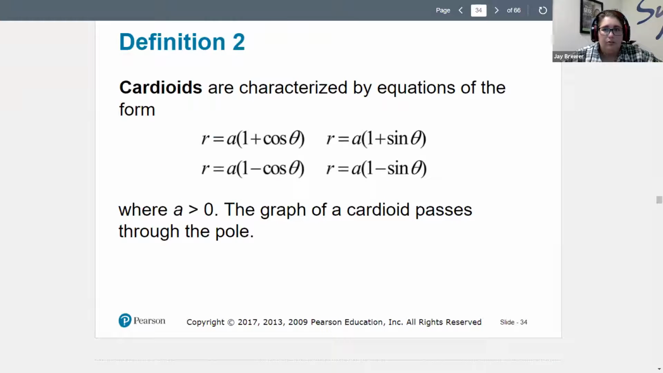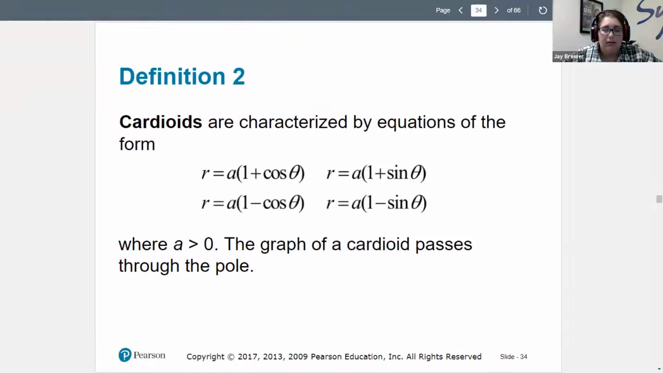All right, so definitely write this definition down if you are one of the students that writes it while I go. So the example we just went over is a cardioid, and it's characterized by r equals a, and then either it's going to be 1 plus or minus cosine theta or 1 plus or minus sine theta, where a is always going to be greater than 0. The graph of a cardioid passes through the pole.